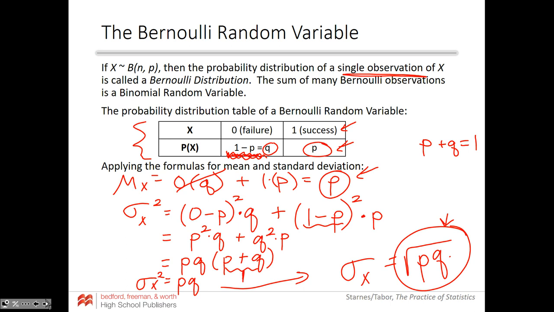Now let me take this idea of my Bernoulli random variable and go back into the binomial situation. Remember, a binomial is many Bernoulli observations. Well, how many? It's 5 in the 5-kid family, or n, however many n is.